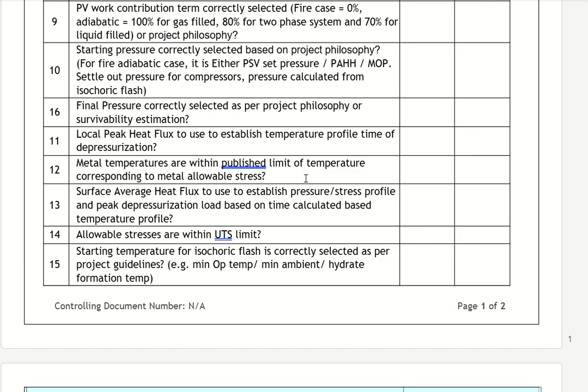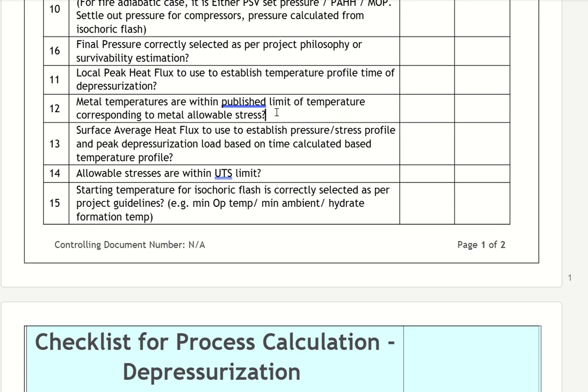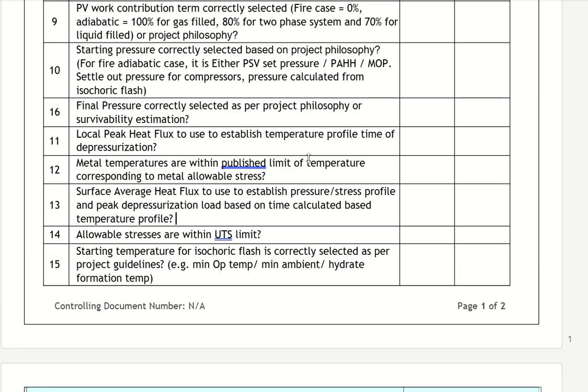So you have to see that the depressurization time should not be too long, so that the stress is within the limit of the depressurization calculation. I will come to that in my next video on how to do it. Now this takes the surface average heat flux to use an established pressure stress profile and peak depressurization load based on time calculated from the temperature profile.